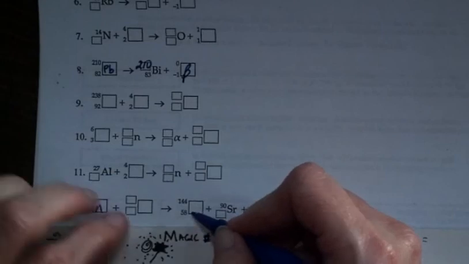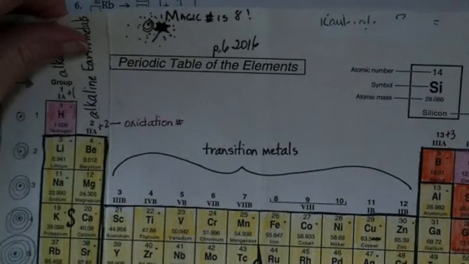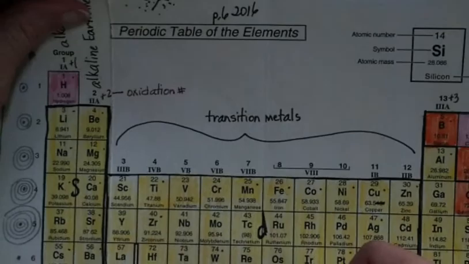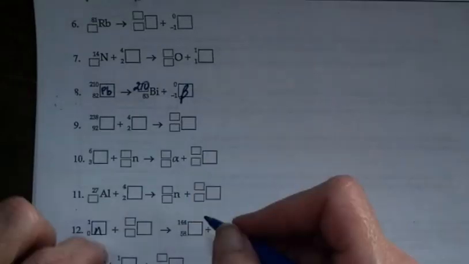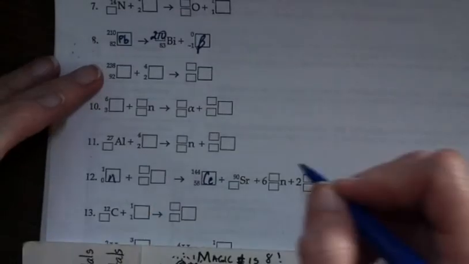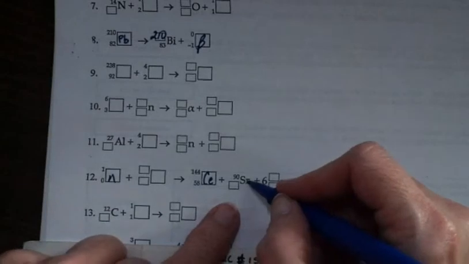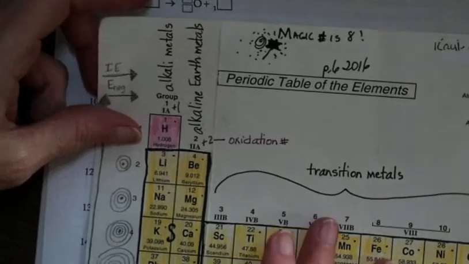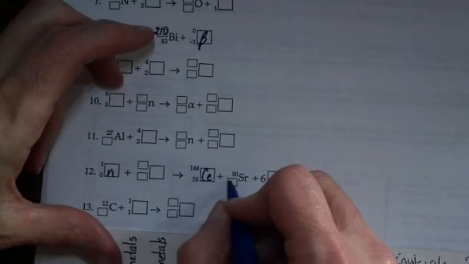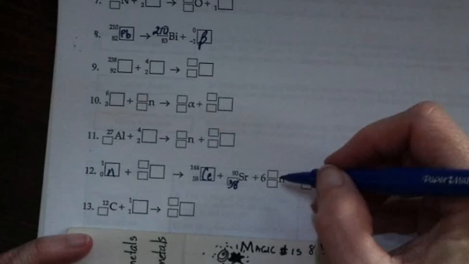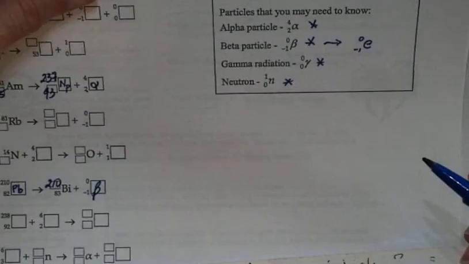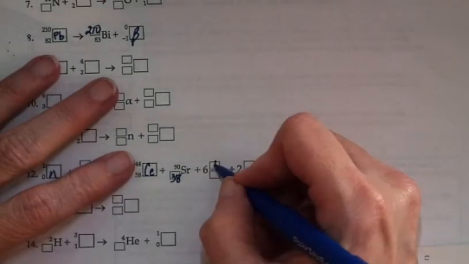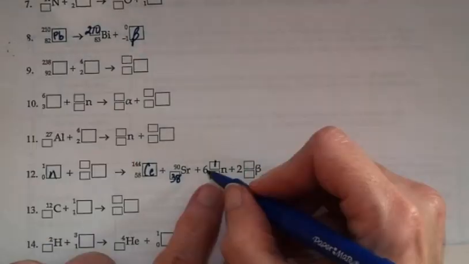We have atomic number 58. So when we look up here, number 58 is cerium, Ce. And then we have strontium. Strontium is number 38. And then we have the neutron piece. And we go back up here, it's 1 on top, 0 on bottom. And there are 6 of them. So 6 times 1 is 6, so we've got 6 of these puppies.